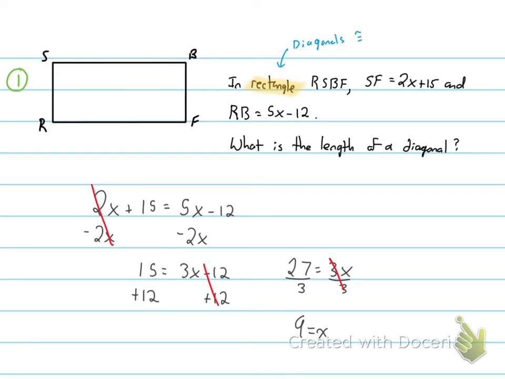Keep in mind here, I'm asking what the length of a diagonal is, so I'm not going to stop here. I'm going to plug 9 into either one of those equations. I'm going to plug it in for SF. Again, it doesn't matter because the diagonals are congruent. 2 times 9 plus 15 will give me 33 units.